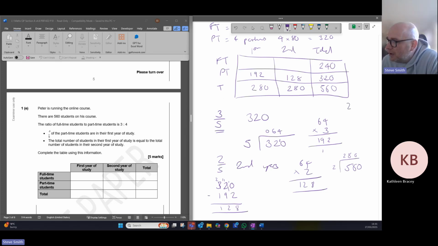Let's do it here. 280 take away 192. Okay, we can't do that one. That becomes a 7. It becomes a 1. 10 take away 2 is 8. 7 take away 9 we can't do. It becomes a 1. 17 take away 9 is 8. And then 1 take away 1 is 0. So that number is 88.